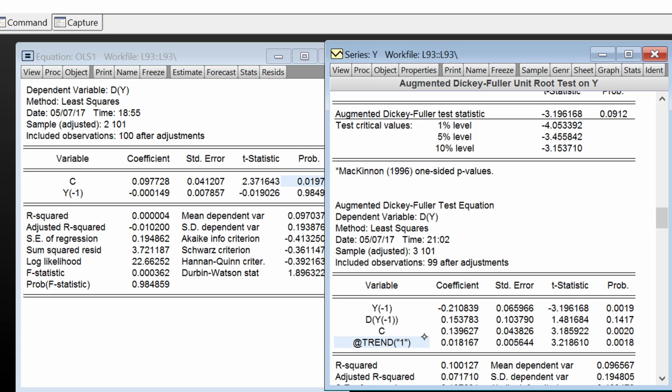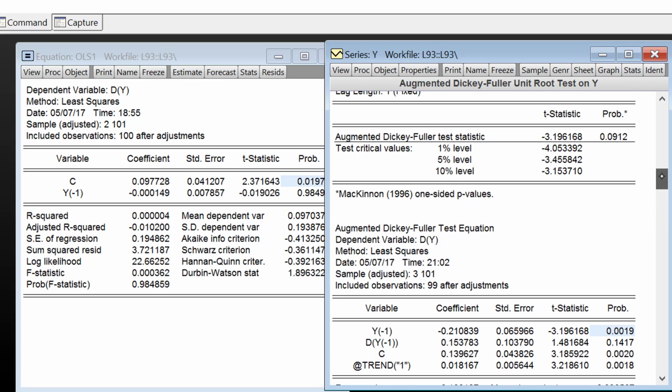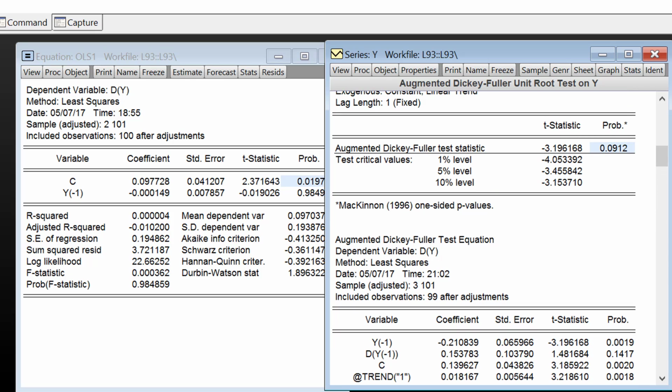The important parameter for the unit root test is always this one, if this one is significantly different from 0. But again, this p-value is not to be trusted. The p-value that we need to look at is this one. But we come to the same conclusion. Do not reject the null of a unit root, at least at the 5% significance level.